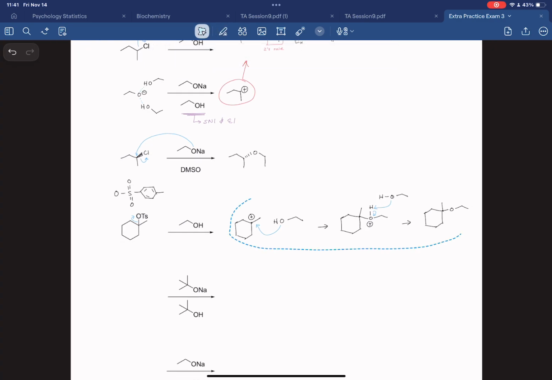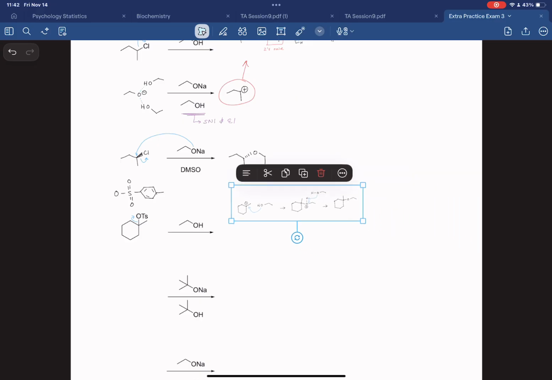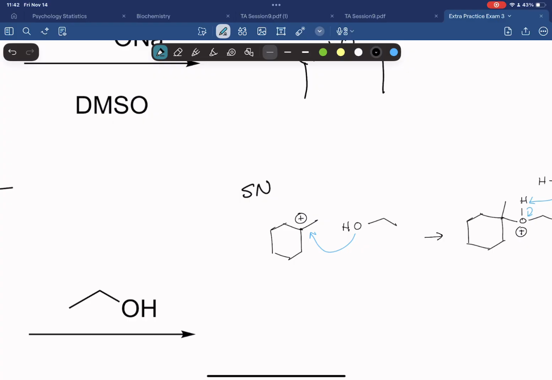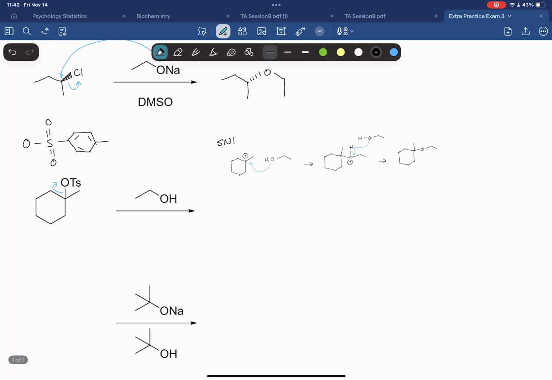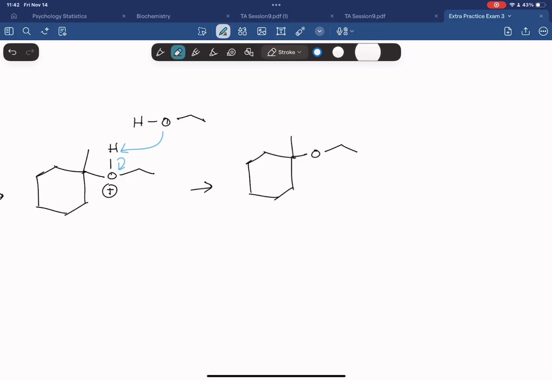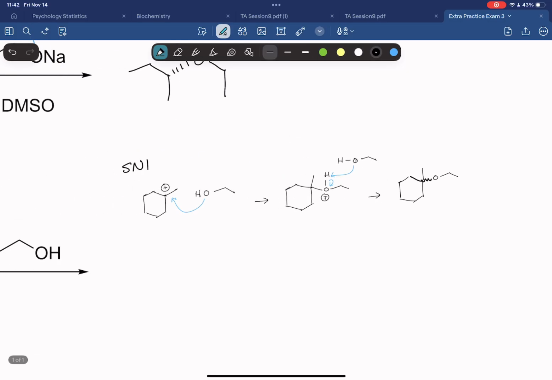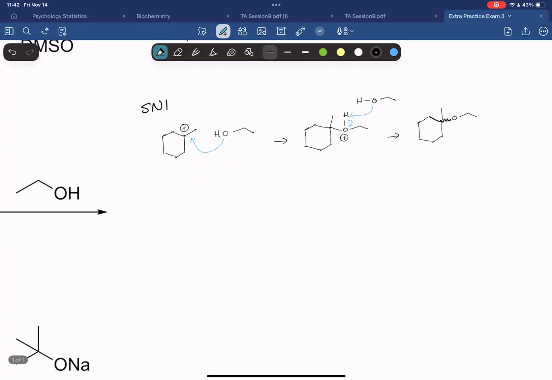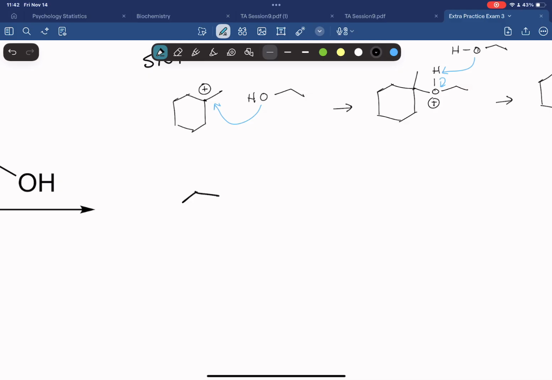And there's our final product. SN1. Oh, and this is going to be a racemic mixture, so we gotta make sure we show that. So again, remember SN1 means we can also do an E1 mechanism. So we're going to take our same carbocation, because that carbocation does not change.